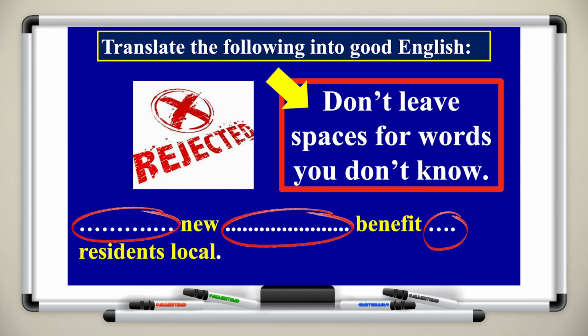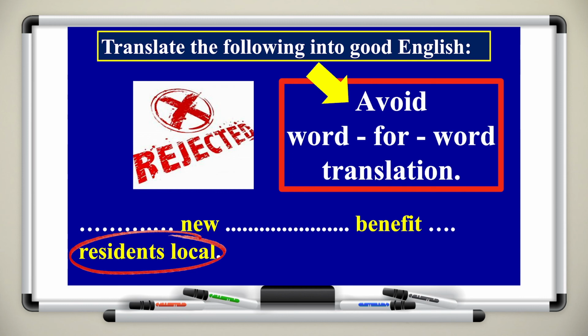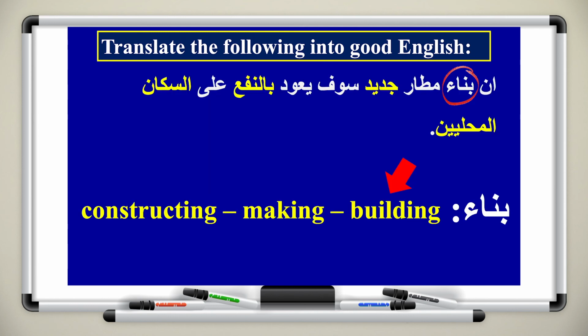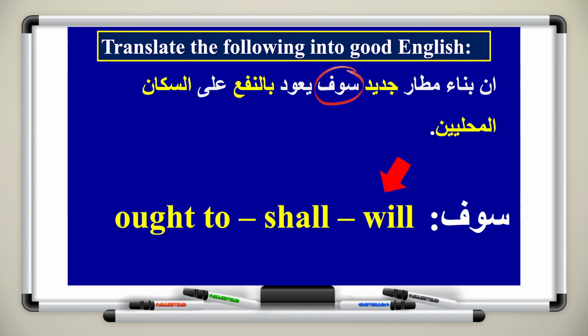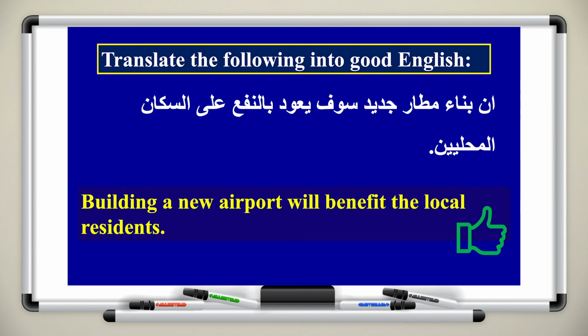Again, if you look at the sentence here, we have residents local. It's wrong, isn't it? That's because it's a word-for-word translation. This is another thing you should avoid. We have the word bina, which could mean building, making, or constructing. Sawfa could mean will, shall, or ought to. For example, if we translate the full sentence, then this is how it should look like. Building a new airport will benefit the local residents. Now this is an accepted translation.